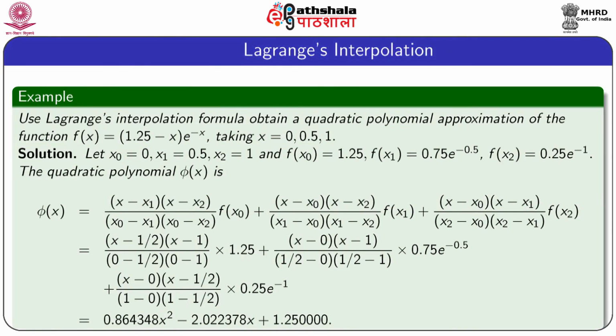Now, let us consider an example to illustrate the Lagrange interpolation method. Here we assume that f(x) equal to (1.25 minus x) into e to the power minus x. So, we have to approximate this function by a quadratic polynomial by taking x equal to 0, 0.5 and 1.